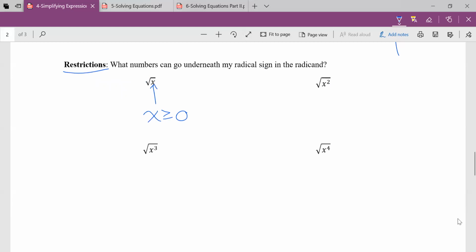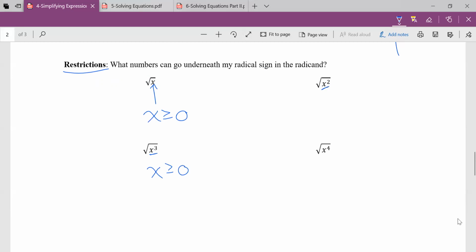Okay? Let's look at square root of x cubed. So again, I look at the x and I say, okay, what would happen if I stuck a negative number in for x? So say -2. Well, -2 cubed would be -8. I can't take the square root of -8. So once again, x must be greater than or equal to 0.